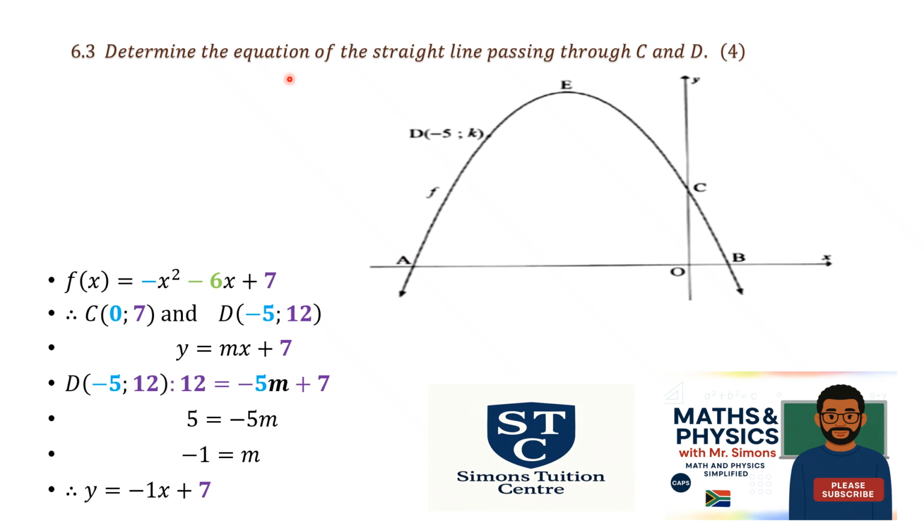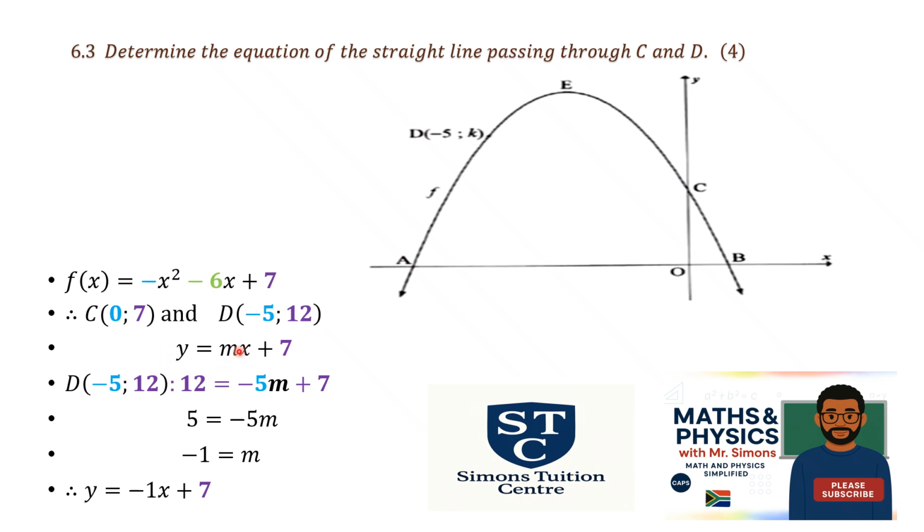Determine the equation of the straight line passing through C and D. So there we have C and there we have D. So we need to get the coordinates of C. C is the y-intercept of the parabola. So for y-intercept, I assume you remember, we make x equal to 0. So if x is 0 there, and that is 0, 0, and 0 falls away, and I'm left with 7. So coordinates of C is 0 and 7. And D there we found was minus 5 and 12.